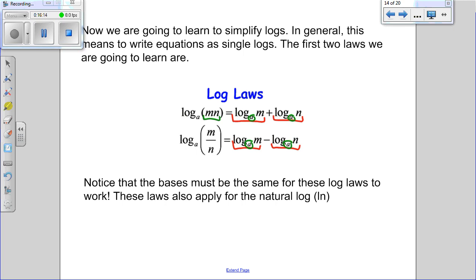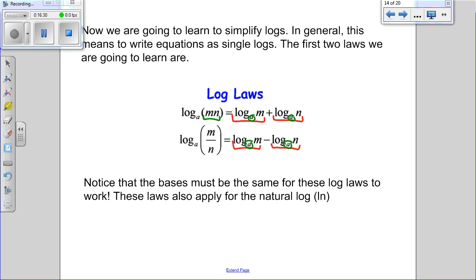So is it the same? You can only do it if the base is the same. You don't even have to put log into that number. It just creates one thing.